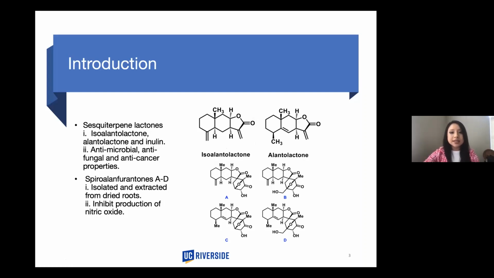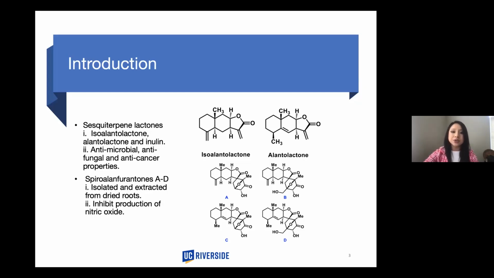And more recently, the spirolan furantones A through D, which you can see right here, that also closely resemble the isoallantalactone and its isomer, have been discovered. These were isolated and extracted from the dry root itself, and they show very promising results in inhibiting the production of nitric oxide, which is important because it has implications in oncological, neurological, and cardiovascular diseases.